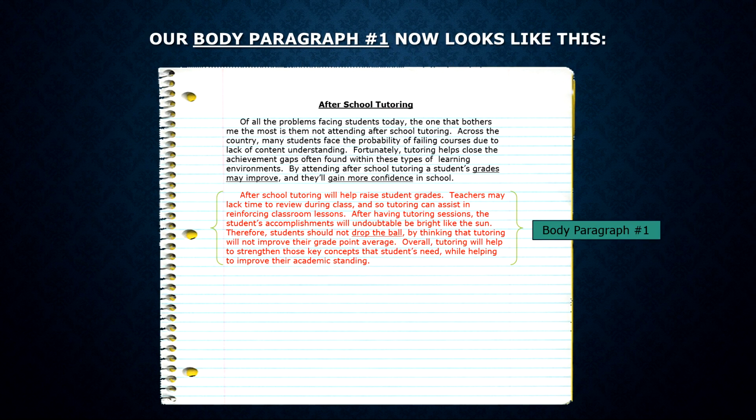Our body paragraph number 1 now looks like this. After-school tutoring will help raise student grades. Teachers may lack time to review during class, and so tutoring can assist in reinforcing classroom lessons. After having tutoring sessions, the students' accomplishments will undoubtedly be bright like the sun. Therefore, students should not drop the ball by thinking that tutoring will improve their grade point average. Overall, tutoring will help to strengthen those key concepts the students need while helping to improve their academic standing.